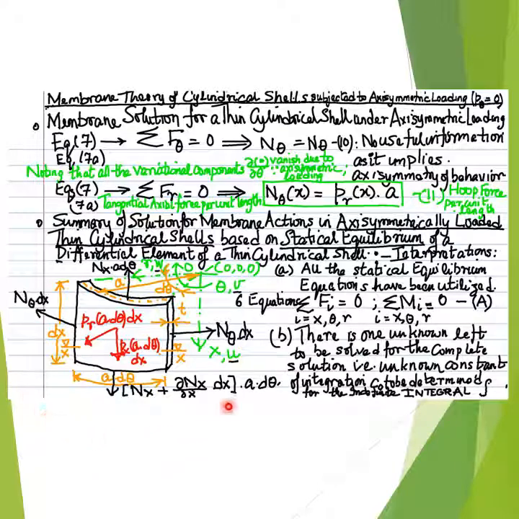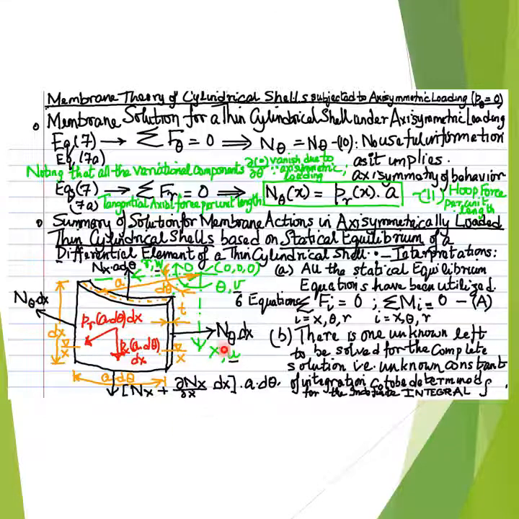The simplified state of internal actions that can exist in the differential thin cylindrical shell element that is subjected to axisymmetric loading, based on the virtue of the axisymmetry, is shown in the figure presented in the current slide that illustrates the simplified state of internal actions that can exist in a differential thin cylindrical shell element subjected to axisymmetric loading in order to satisfy the axisymmetric conditions.